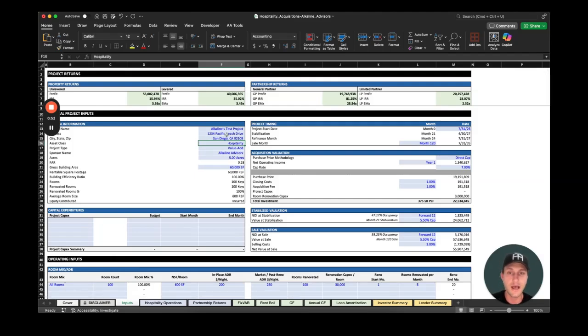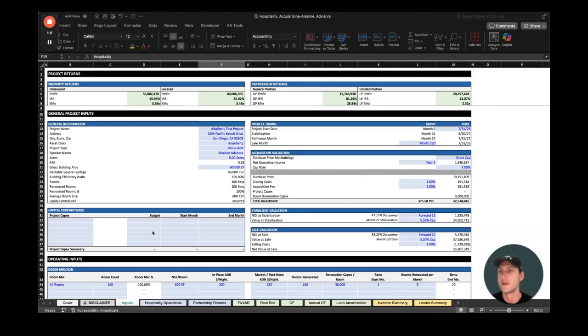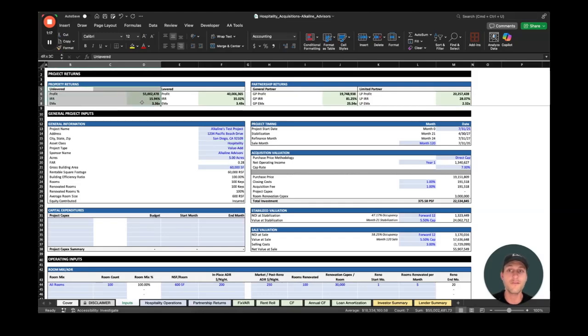The Inputs tab is where 95% of all inputs and assumptions are housed, and we've broken it out by section. You'll see we'll have our project return section up top. This is where you could see the profit, IRR, and equity multiple of the project without debt and with debt on the left. And then on the right, we have the partnership. So we have the return metrics for the GP and then the LP.